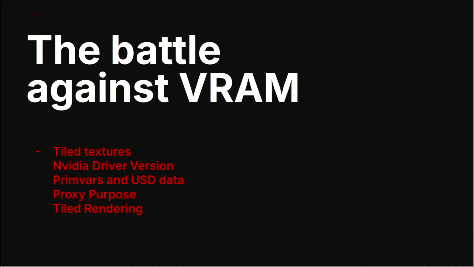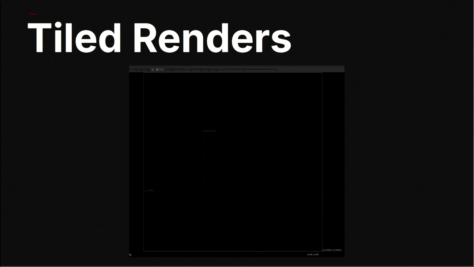Always make sure your NVIDIA drivers are up to date. And then always make sure that you are being clean with your USD data, not pushing too many attributes or prim vars through Karma. Another important thing is to use proxy purposes whenever you're working in the viewport, because you really, really need to maintain all of that VRAM that you can. And then the last thing, which is basically how we accomplish all of this, is tiled rendering.